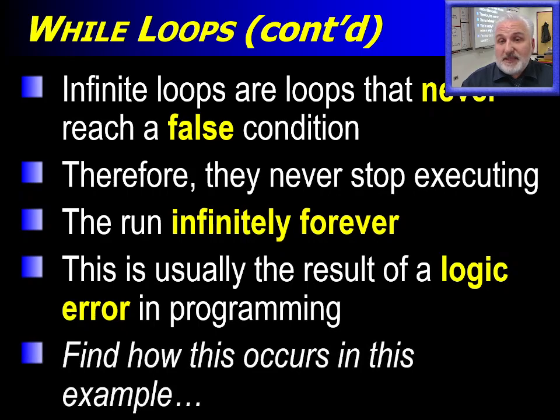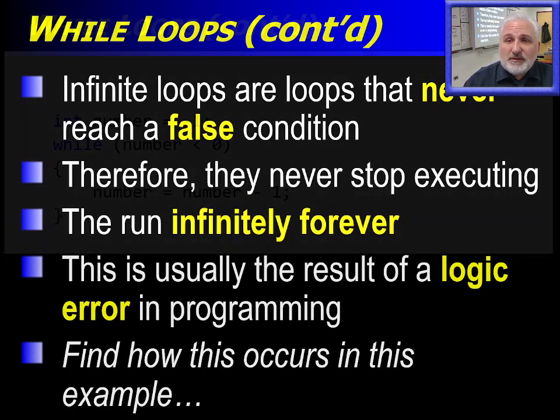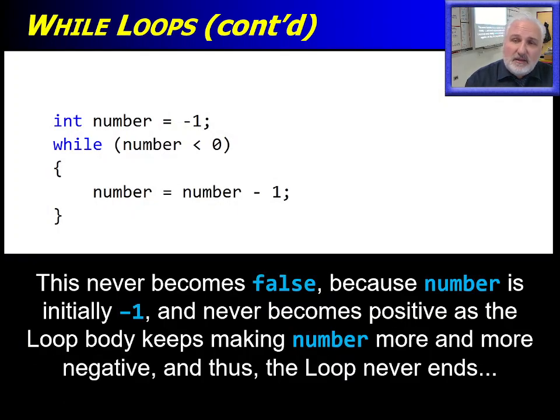Infinite loops are loops that never reach the false condition. Therefore, they continually loop. They run infinitely. This can potentially be a logic error in your coding. There are times when we intentionally write an infinite loop, but in general, what you want to do is avoid these types of things in the logic of your programming. Here's an example of that.